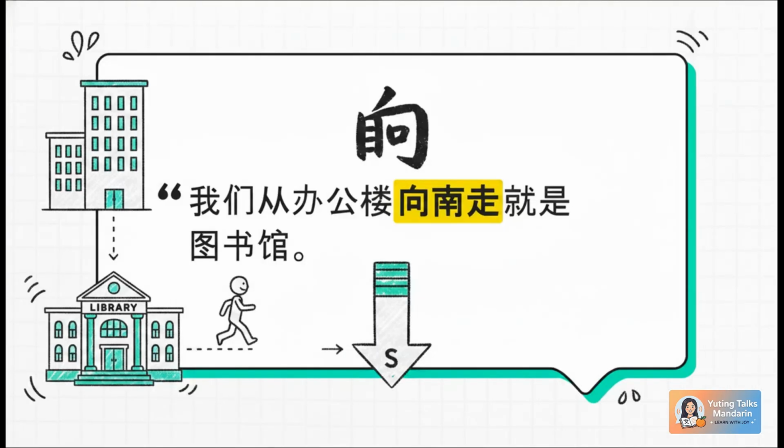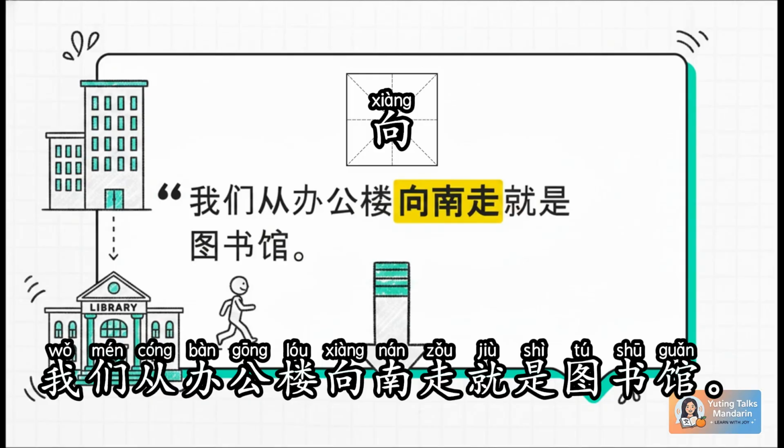Okay, here is our first example. 我们从办公楼向南走，就是图书馆. This basically means if we walk south from the office building, it is the library. Exactly. Let's break down the grammar of that middle part you just read. 向南走. 向 is our preposition arrow. Nan means south, and 走 means walk. So literally, you're saying, towards south, walk. You set the direction before you do the walking. It makes so much sense when you break it down like that.